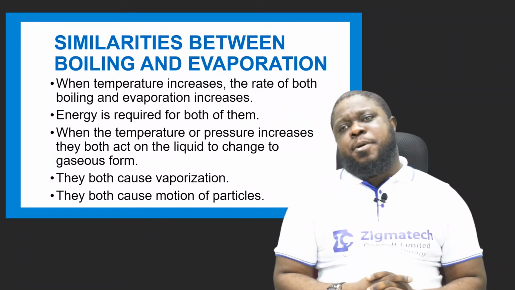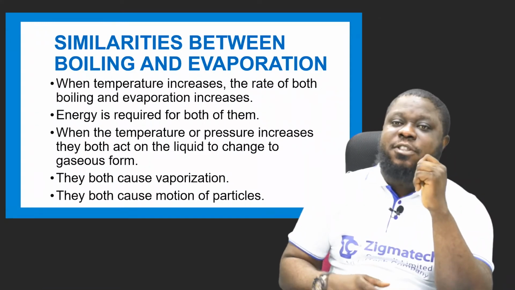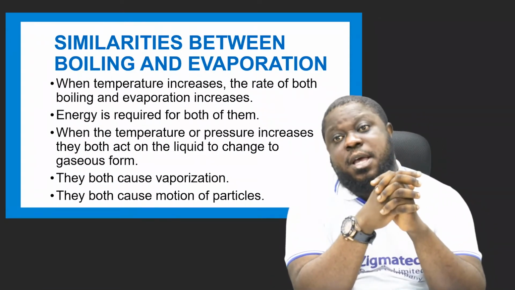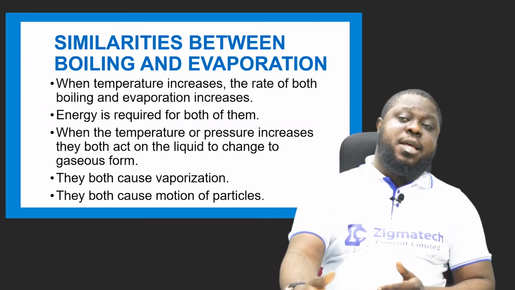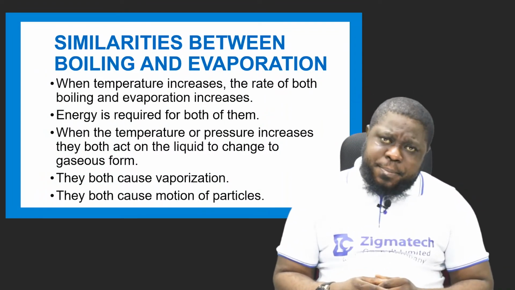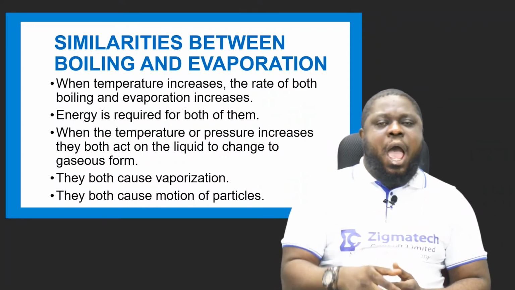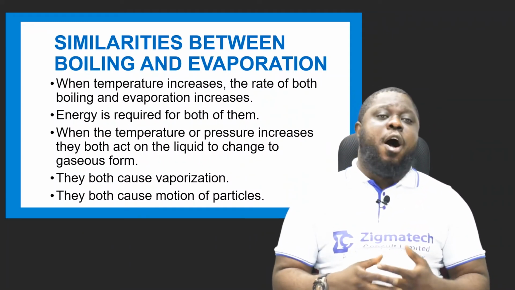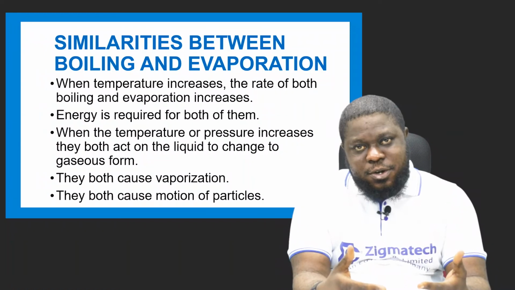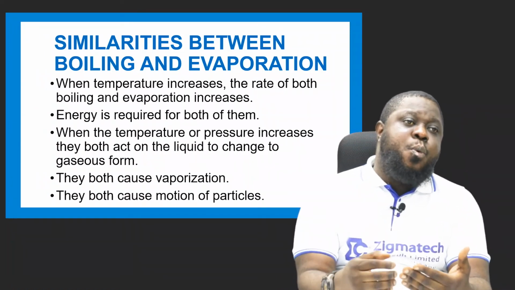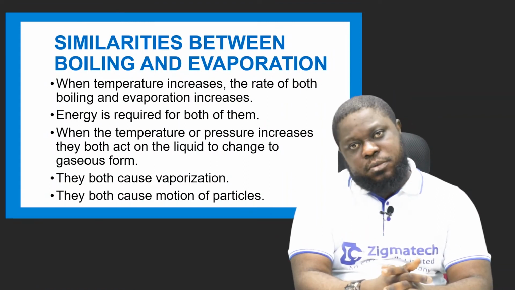So, similarities between boiling and evaporation. One, when temperature increases, the rate of both boiling and evaporation increases. I told you factors affecting evaporation. One is temperature. And when the temperature increases, boiling will increase. Take for example, you put a pot on the gas, you now lower the fire. When you come, the indication of boiling will be different from when you put the fire on high.